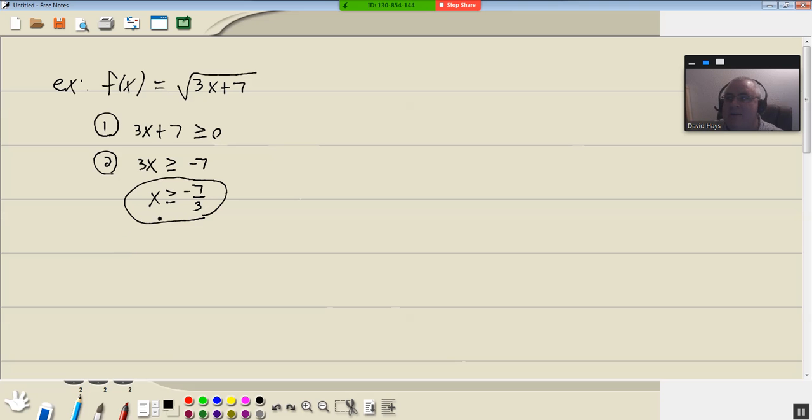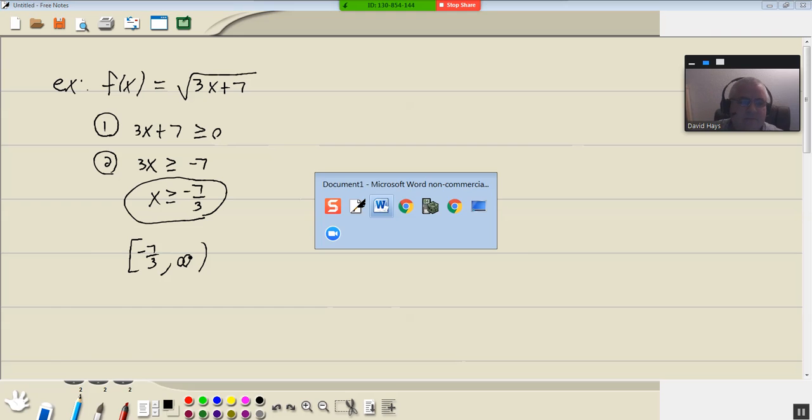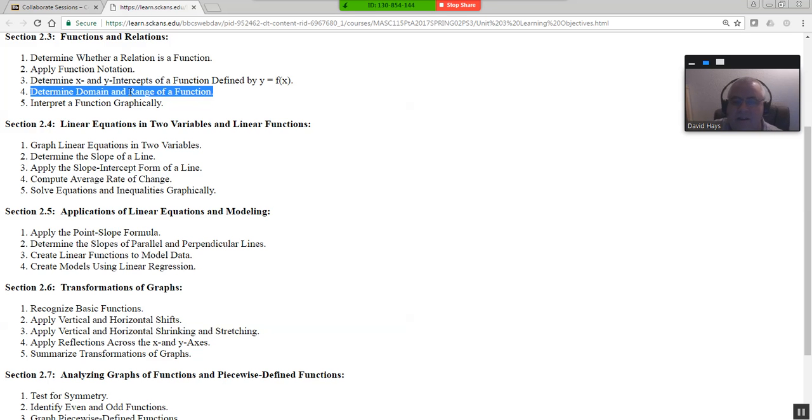Now you could write it that way, or if you want to put it into interval notation, you could have a bracket. Bracket means it includes it. Bracket on negative 7/3, comma, and it's going to positive infinity, because it's a greater than. Now that was identifying the domain algebraically.